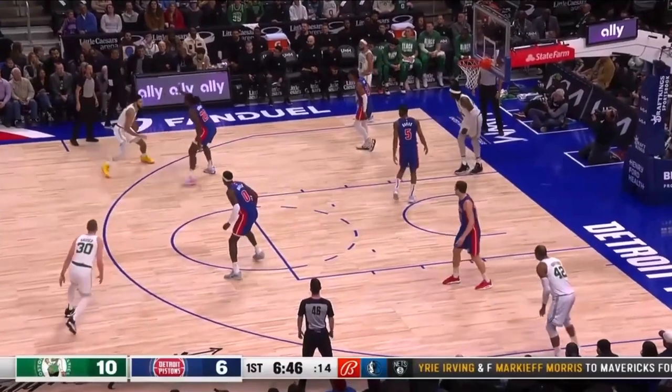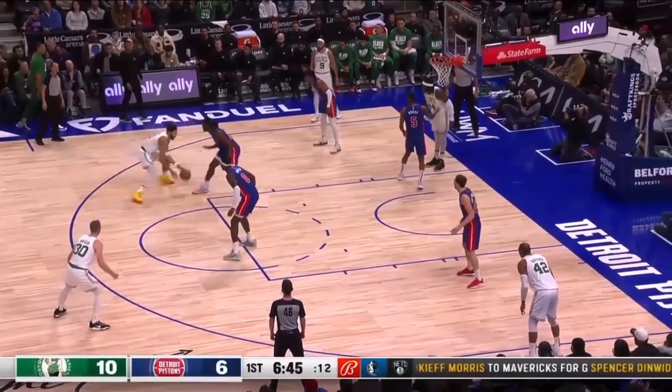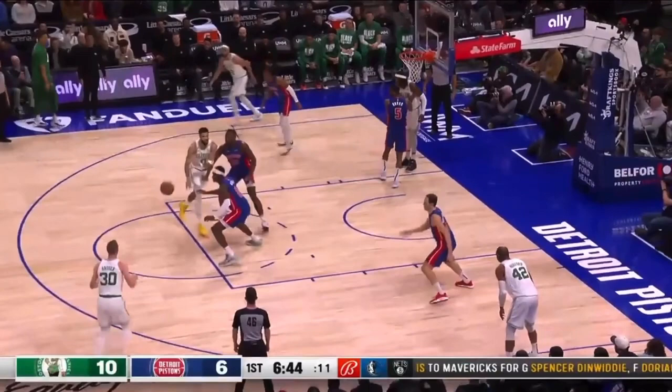But look at Jalen Duren here. Look at how he's moving his feet inward right there. So now you're never getting back outward.